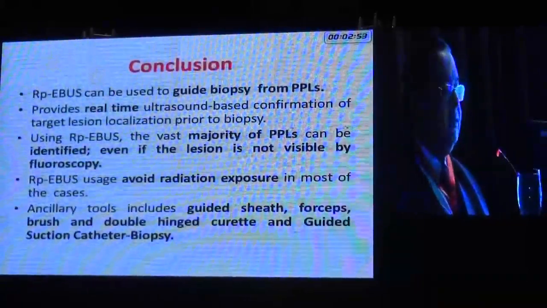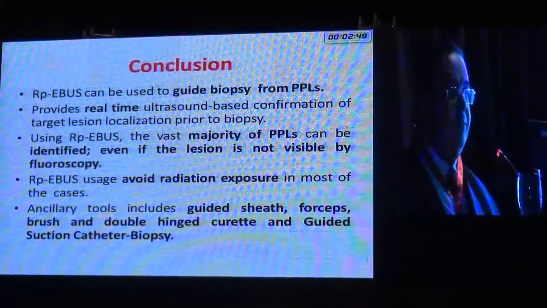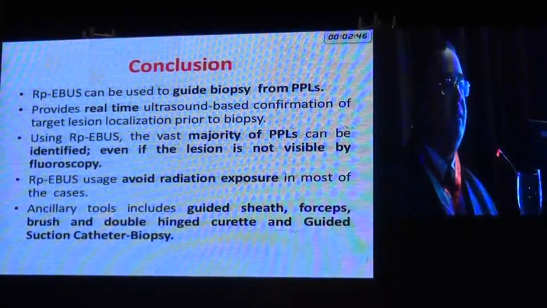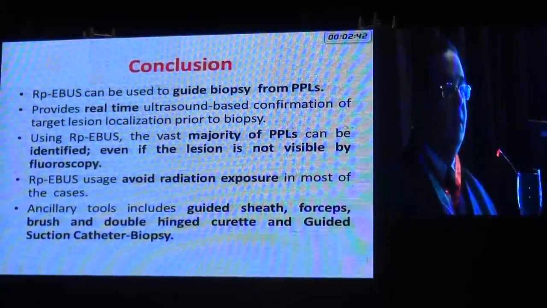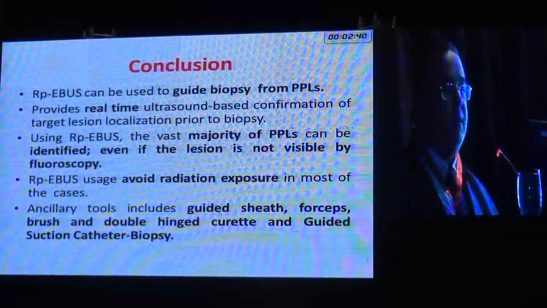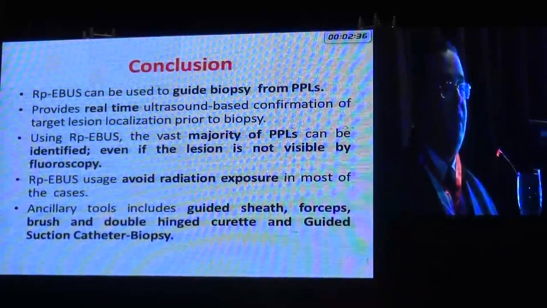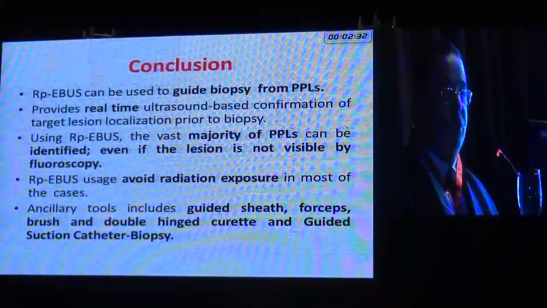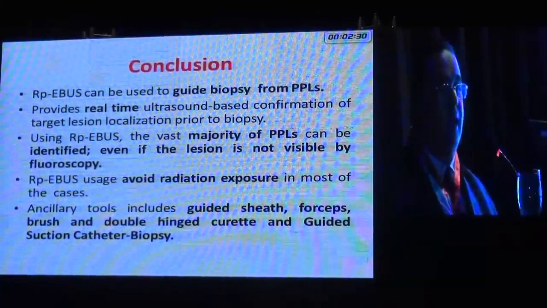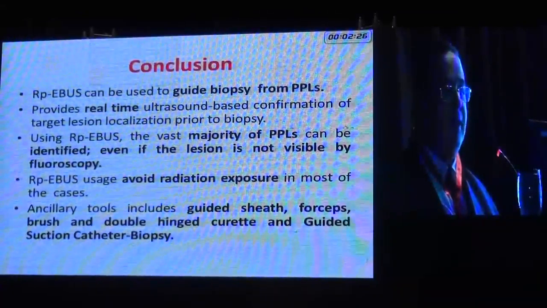I want to conclude my talk about radial probe EBUS: we can use it to guide biopsy in peripheral lung lesions. It provides real-time ultrasound confirmation of the target localization prior to the biopsy. Using the radial probe EBUS, the vast majority of peripheral lesions can be identified, even if the lesion is not visible by fluoroscopy. You avoid radiation exposure. You have many ancillary tools, including the guide sheath, forceps, brush, double hinged curette, and guided suction catheter biopsy.